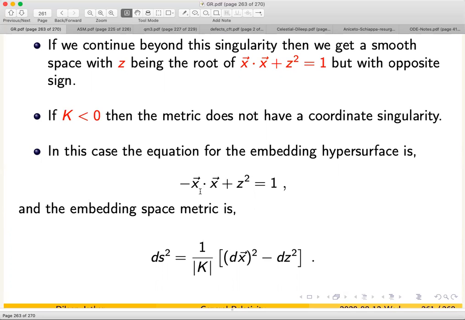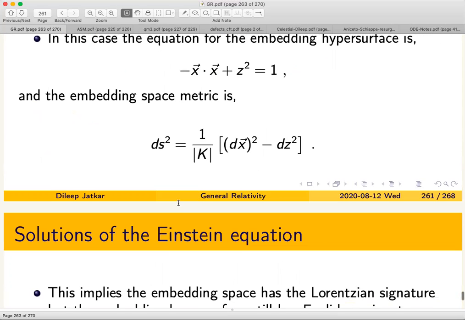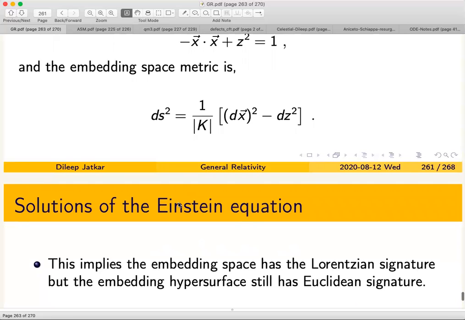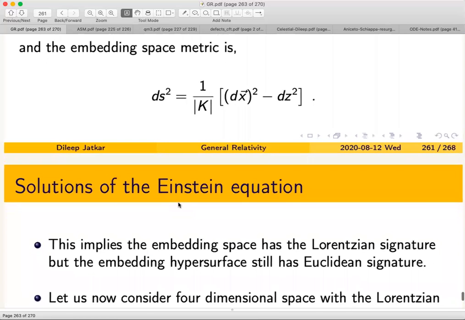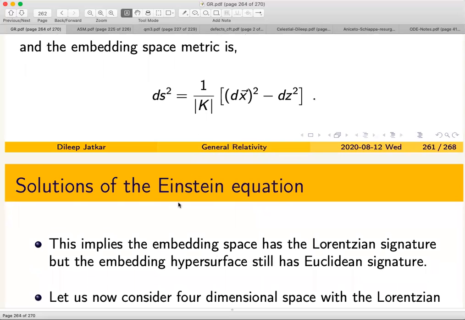Remember, there was a relative sign always between the metric versus the terms that you have written down. So clearly the embedding space has Lorentzian signature. And in that Lorentzian signature space, you are embedding a Euclidean hypersurface. So the metric that you are writing down on this hypersurface is still Euclidean.